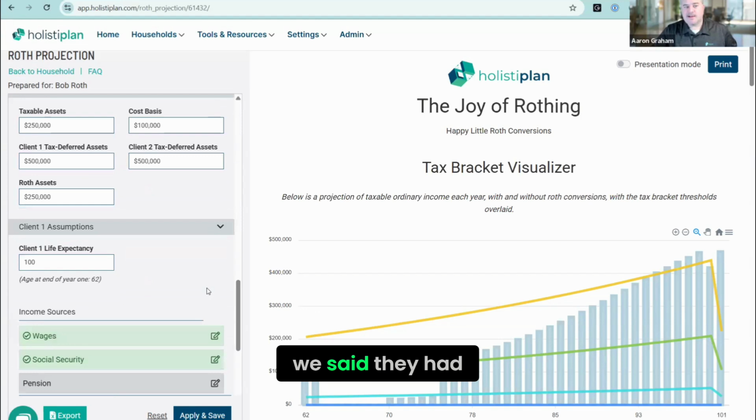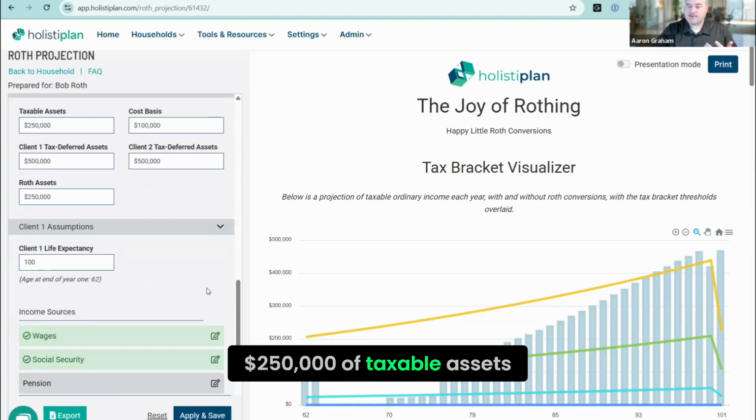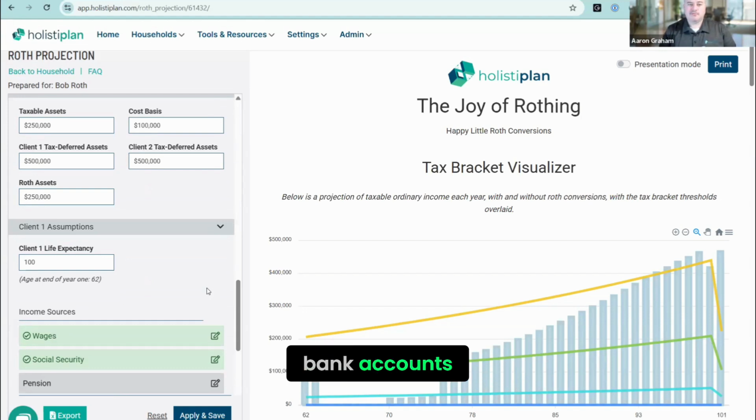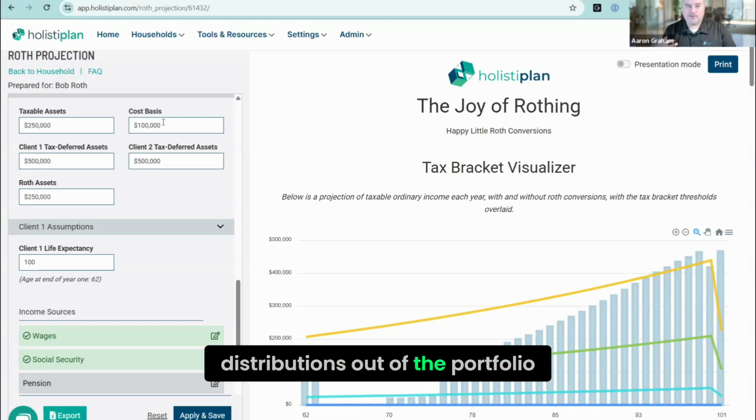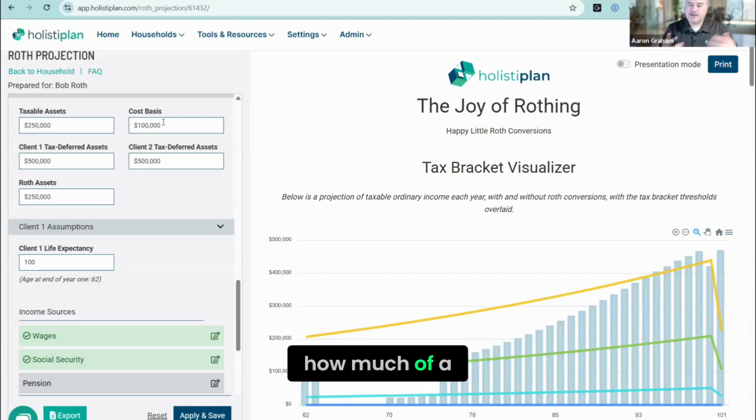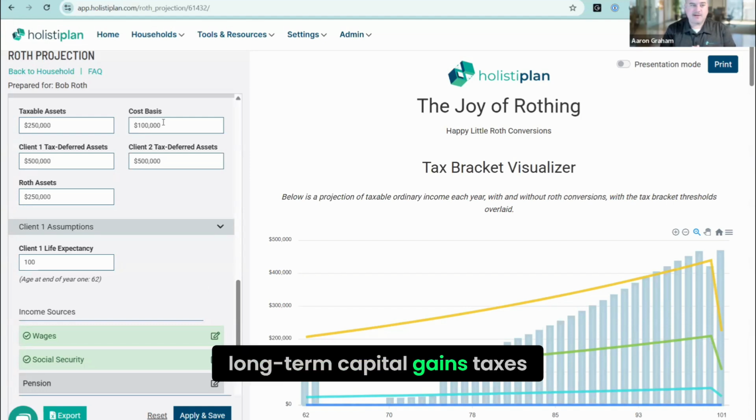For their assets, we say they had $250,000 of taxable assets. What are taxable assets? Those are anything that aren't retirement accounts. So bank accounts, checking, savings, money market funds, anything that's held in a taxable account, you want to make sure you put it in this box. For a cost basis, that's important later on. When we start making distributions out of the portfolio, that's going to tell us how much of a net gain is coming out and how much is exposed to long-term capital gains taxes when it comes out.